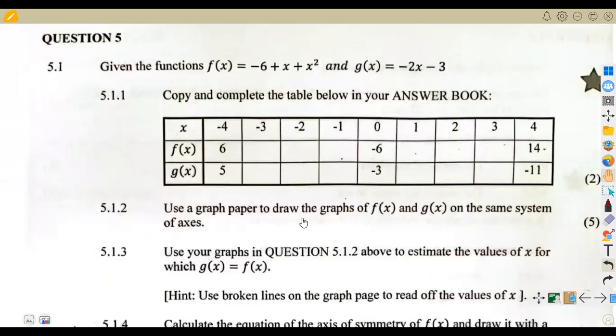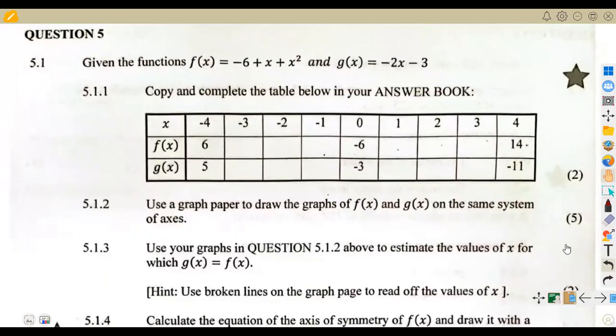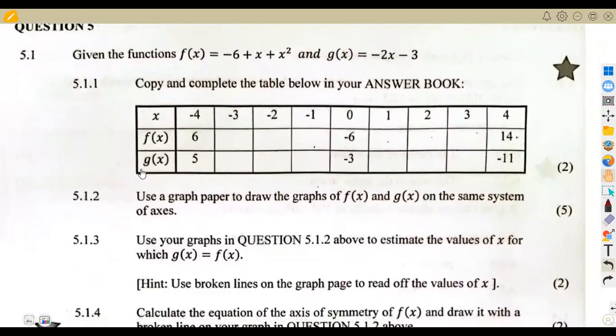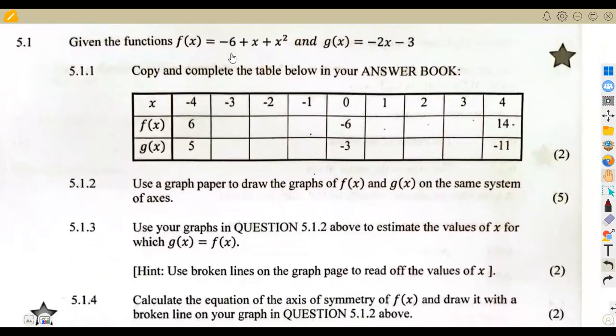Okay, then we had a function question, question number 5, with functions f of x and g of x. We are given f of x, which is minus 6 plus x squared, and g of x, minus 2x minus 3. And you are asked to copy and complete the table in your answer book. So what they simply needed was for you to redraw this table as it is, okay?